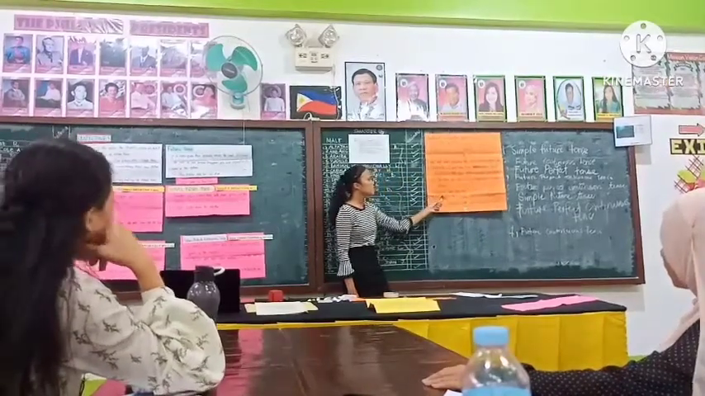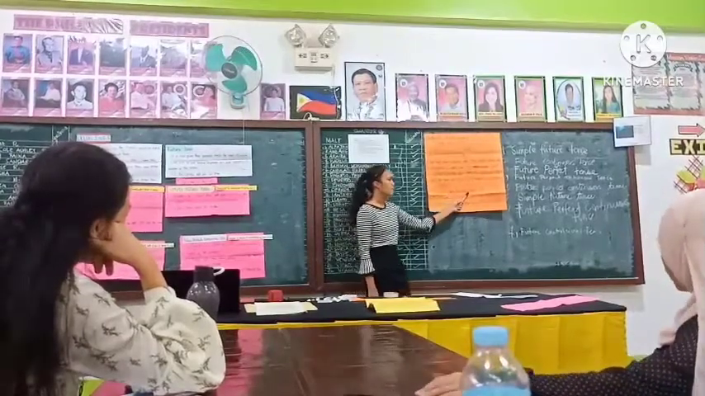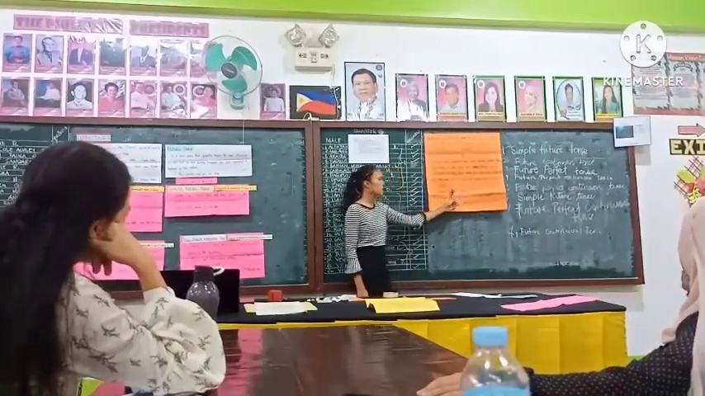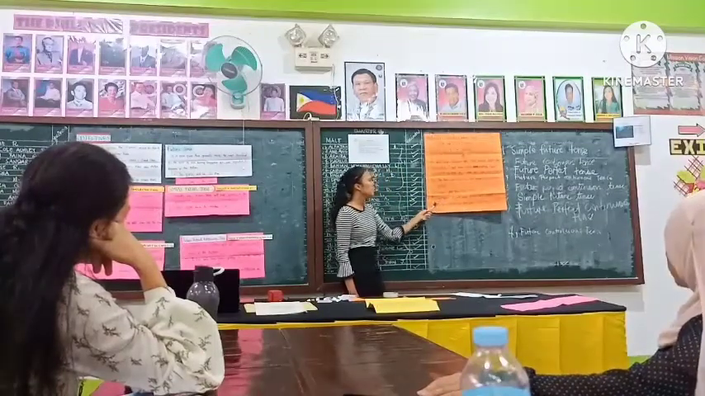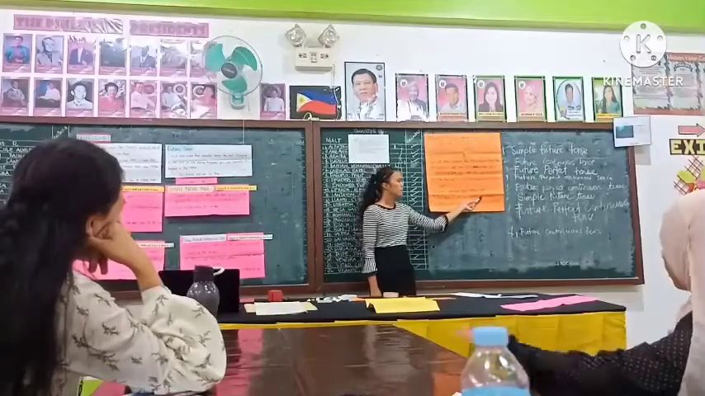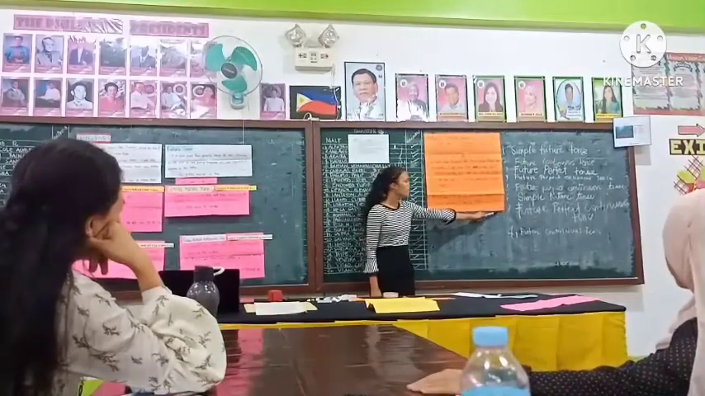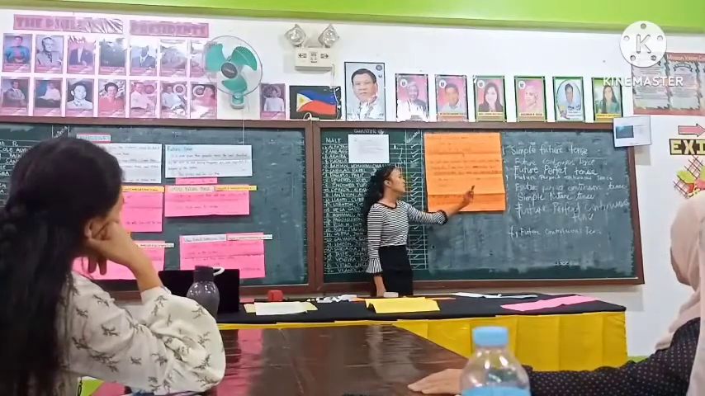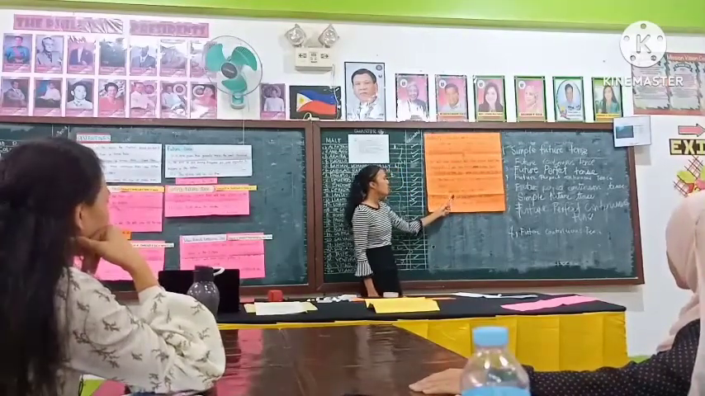Okay, number six is Brianna will feed her cats later. The answer is simple future tense because there is a will. Okay, number seven. By next week, I will have paid my debt. The answer is future perfect tense. Okay, because there is a will have.